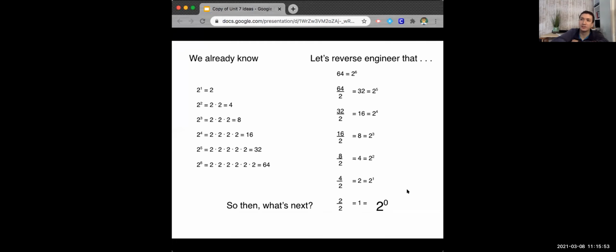If you just reverse engineer what we already know, then we can see if we work backwards in the pattern, we go 2 divided by 2 and we get 1.